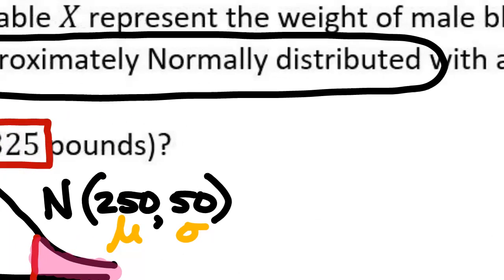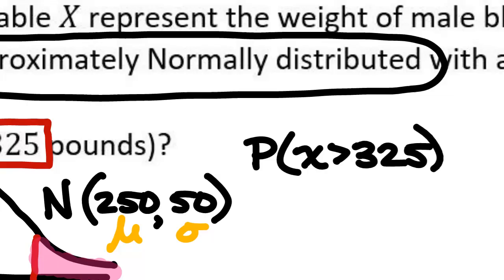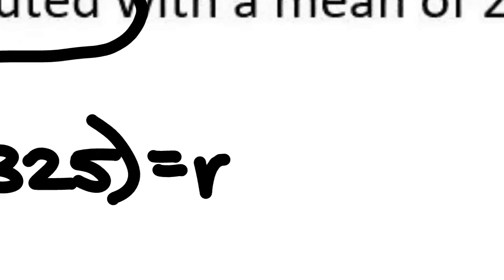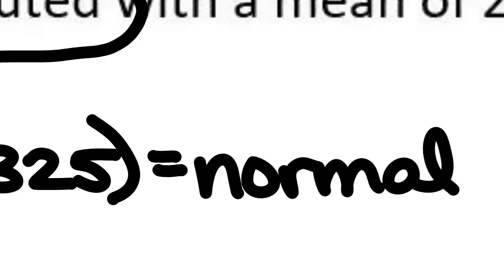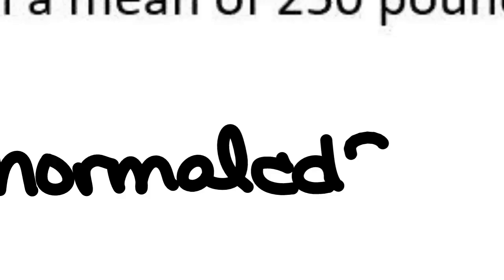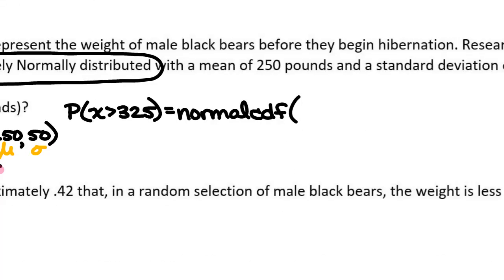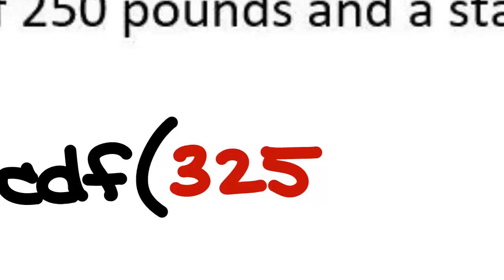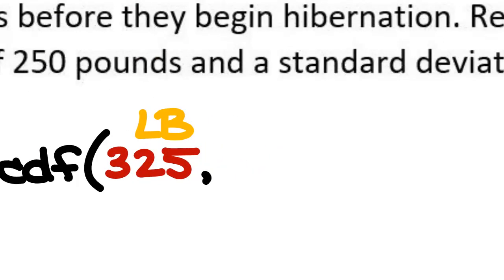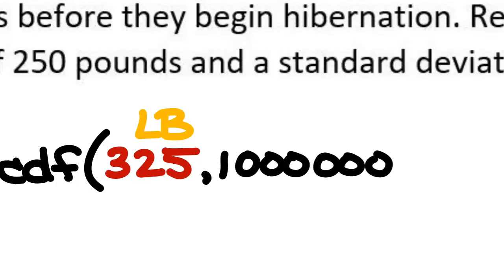Normal CDF. So the probability that x is greater than 325 is equal to normal CDF, and then what kinds of things do we have to feed normal CDF? Lower bound, what's our lower bound? 325. Upper bound. What's our upper boundary? Stupidly large, 1,000,000. Technically, my upper boundary is infinity, but I can't put infinity into the calculator. So that's why we pick something stupid big.